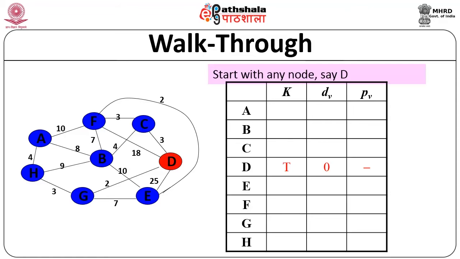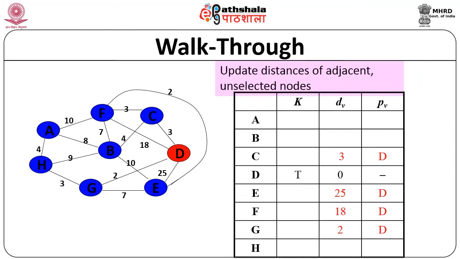Now, what you have to do? You have to select, now from D you have 4 edges, C, F, B and E, and out of this DC has the minimum edge. So, we take all the edges. From D you have the PV that gives you the edge from where you are looking at it. So, DC 3, DE 25, DF 18 and DG 2. So, obviously, you have to select G because that has the minimum weight.